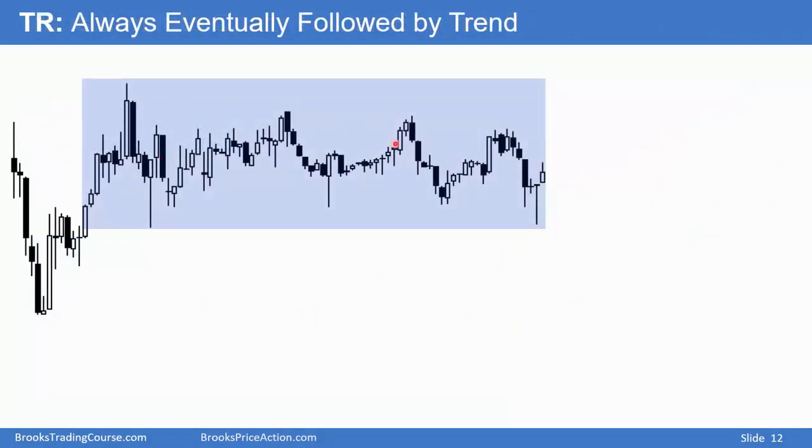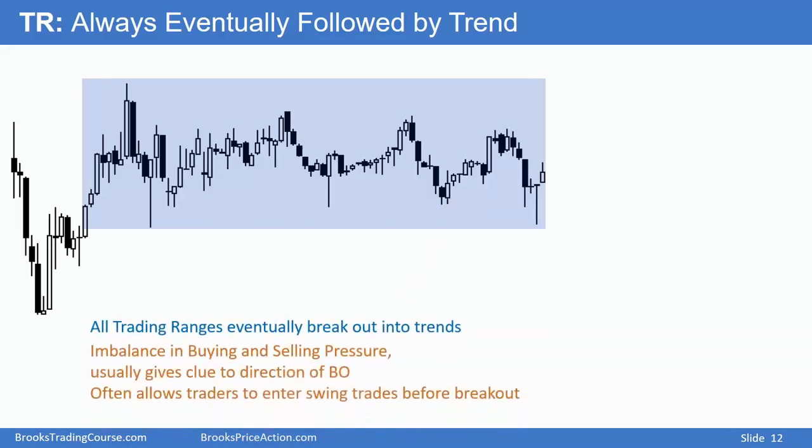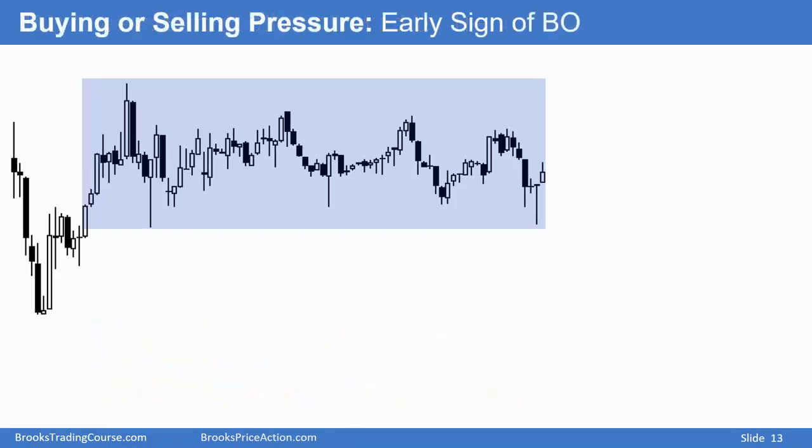Trading range, we got lower highs and higher lows. Breakout mode. Traders are always looking for some imbalance between the bulls and bears prior to the breakout to get some idea of the direction of the breakout. And it often allows traders to enter swing trades before the breakout takes place. Is there anything going on here that would increase the chances of a bull breakout or a bear breakout?